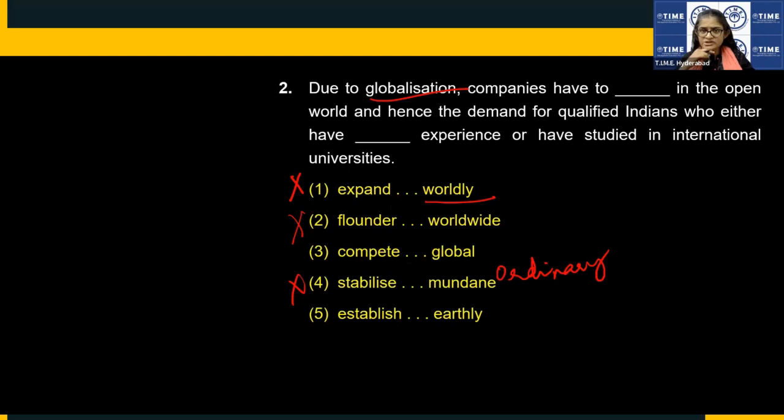Companies have to establish in the open world. That usage is not correct. Establish in this context would be followed by establish themselves. You establish something, or here establish themselves. Earthly experience is again like worldly. We all have earthly experience only. No, we don't live in the celestial or divine plane. That does not make sense. Okay. So option 3 is the right answer.